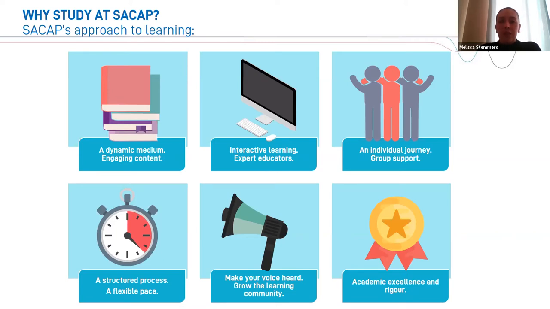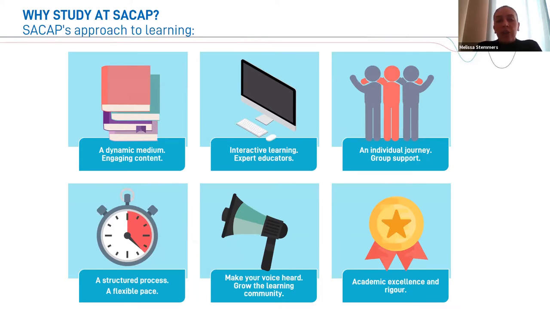As you saw in the previous slide, we have established national campuses in Johannesburg, Cape Town, Pretoria, and Durban, as well as a fully fledged online campus. It's important to note that SACAP has a number of principles that speak into our learning approach, and that this approach is going to be the same no matter which campus you study on, whether it be our physical campuses or our online campus.